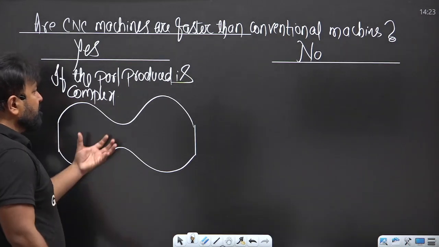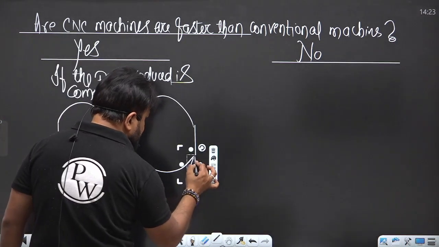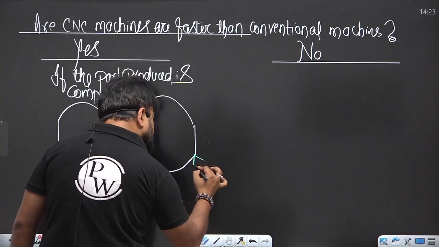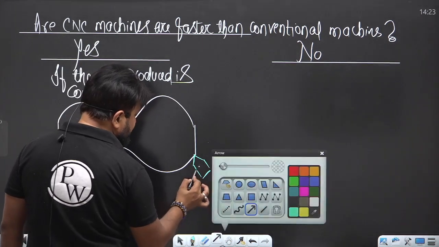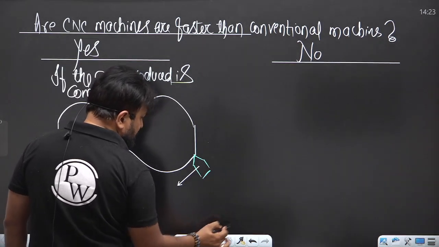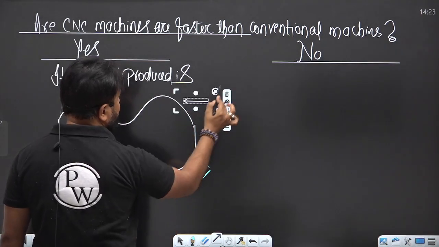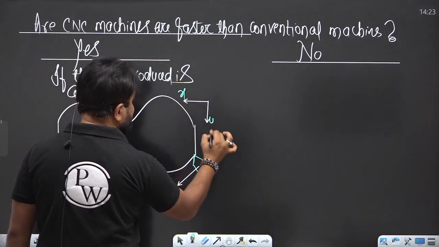Now you have to produce that part, my dear. There is a tool. Now here you have to provide the feed to the tool. Let's say this is the x direction, and let's say this is the y direction. So this is x and this is y.